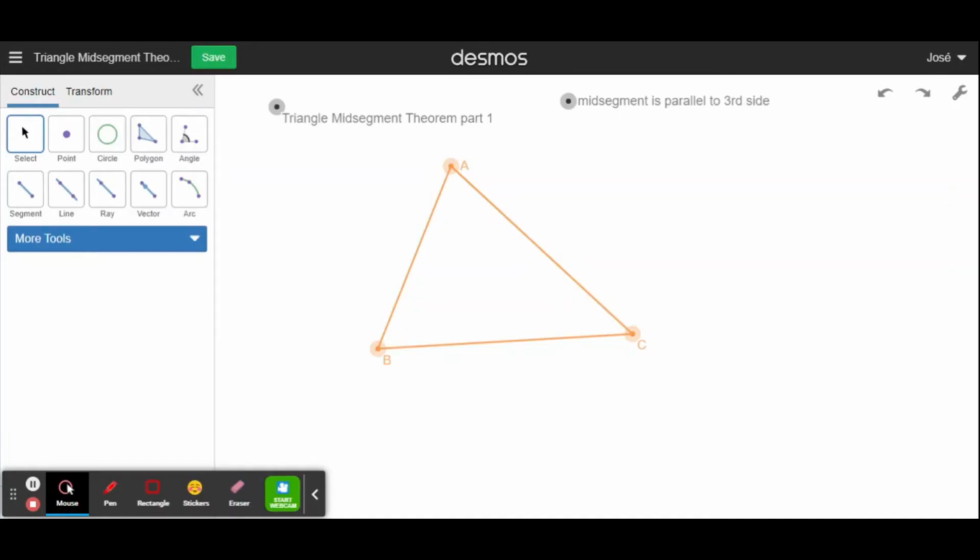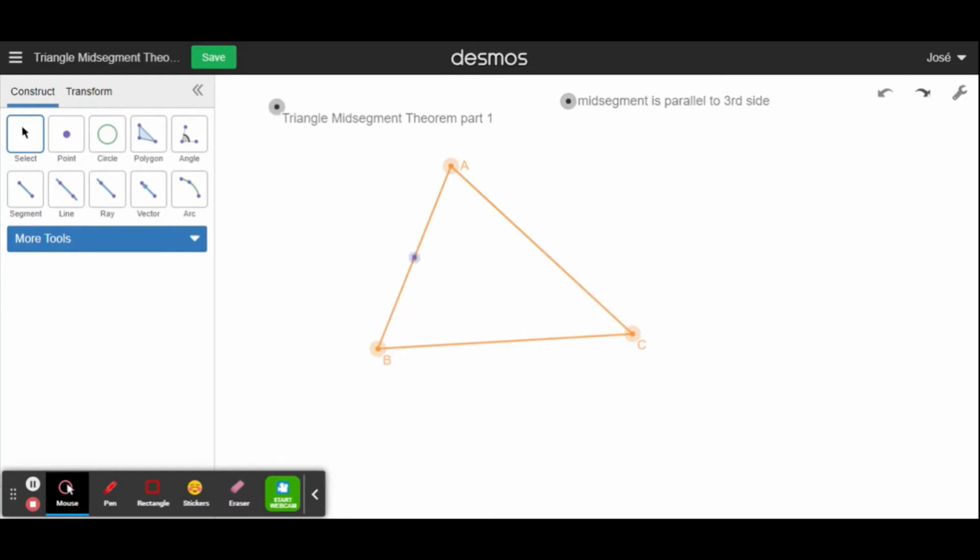Okay, so here I'm going to prove part one of the triangle midsegment theorem. And that simply says that the midsegment in a triangle is parallel to the third side. Now, what is the midsegment? The midsegment is the segment that joins the two midpoints of two of the sides of a triangle.